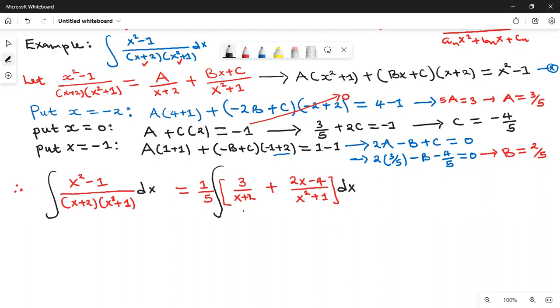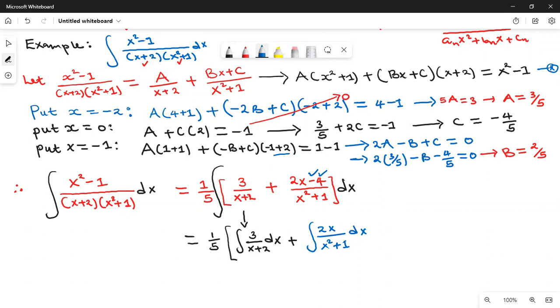When you integrate this, remember this can be written as 1 over 5 times the integral. Let me put in brackets. The integral of 3 over x plus 2 dx plus, here I'm going to integrate this using the splitting the numerator method. We are going to split the numerator into these two integrals. It will be the integral of 2x over x squared plus 1 dx.